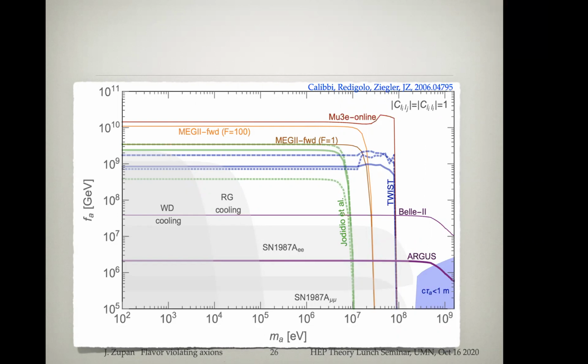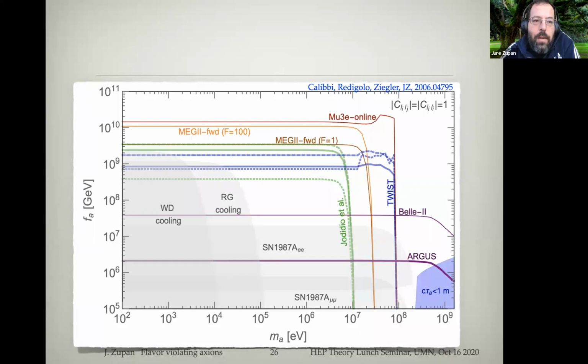So your signal is just the energy of the positron? Yes. If you're anywhere below, let's say, 10 to the 7 electron volts, you are basically at the end point. You can't resolve that. Once the mass of the ALP is above 10 to the 7, you start shifting away from the end point, and then it degrades.